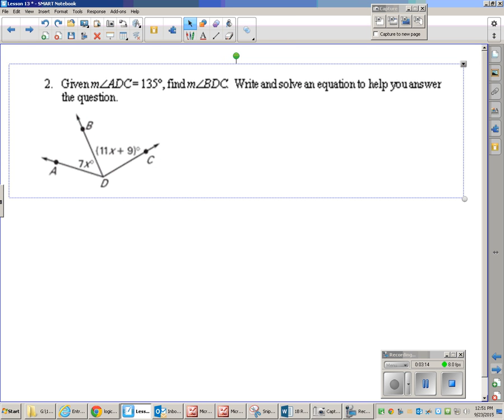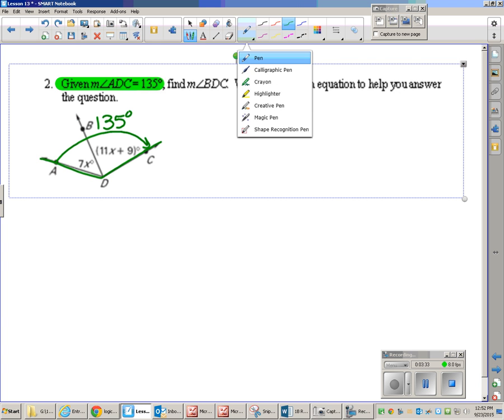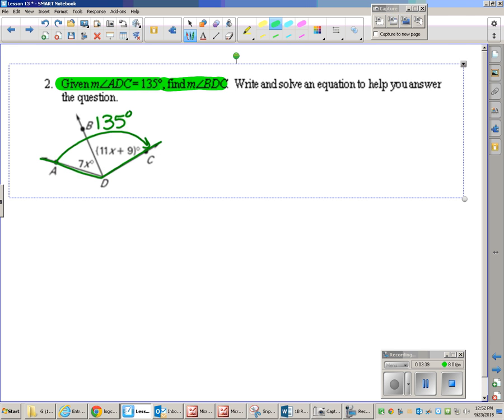Question number 2 says, given that the measure of angle ADC is 135. Now before I go on, let me mark that in my picture. Angle ADC is this angle. They're saying that entire angle is 135 degrees. They're asking me to find the measure of BDC, and then of course they go on to say write and solve an equation. So right now I know 7x is this much of the angle. 11x plus 9 is this much of the angle.